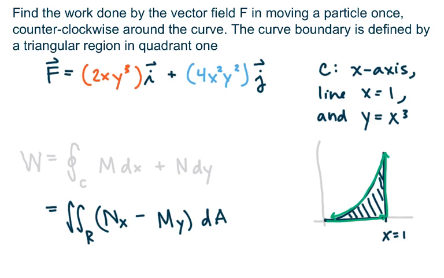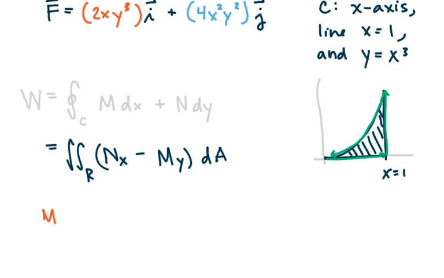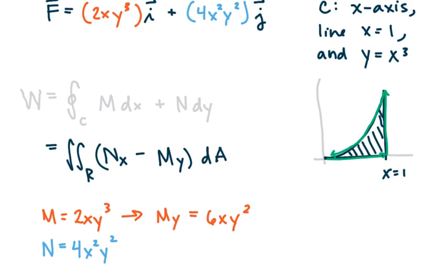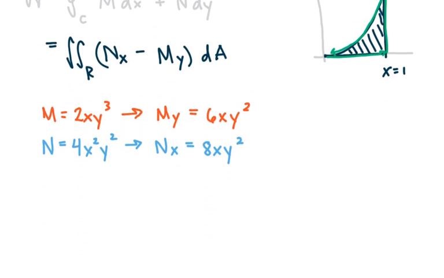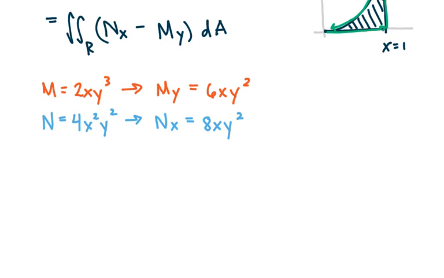So my M value here is 2xy cubed, and I need M with respect to y. So M with respect to y is going to be 6xy squared. I have one of my partial derivatives, so now I need N. N is 4x squared y squared, and then N's partial derivative with respect to x is going to be 8xy squared. So now I just need to set this up.